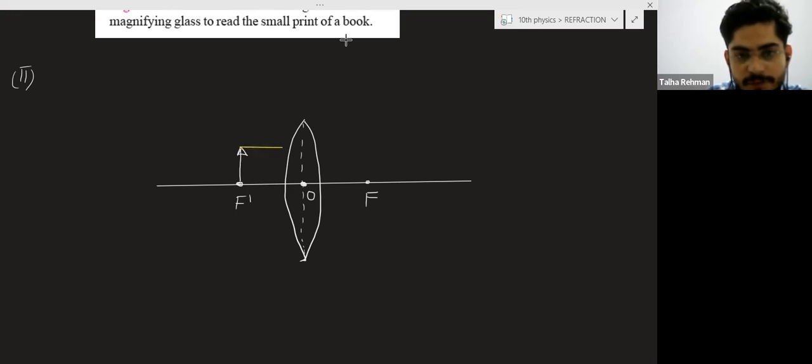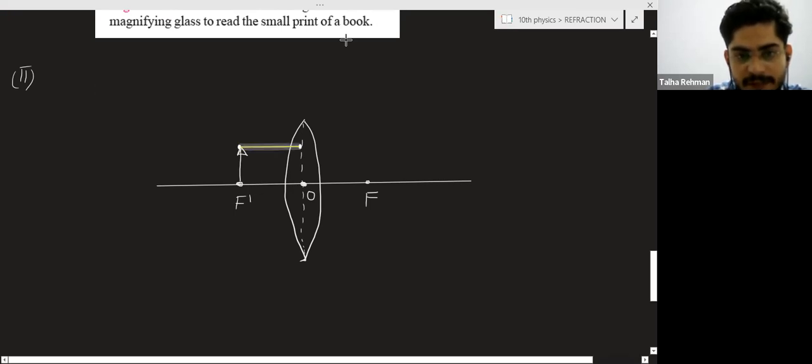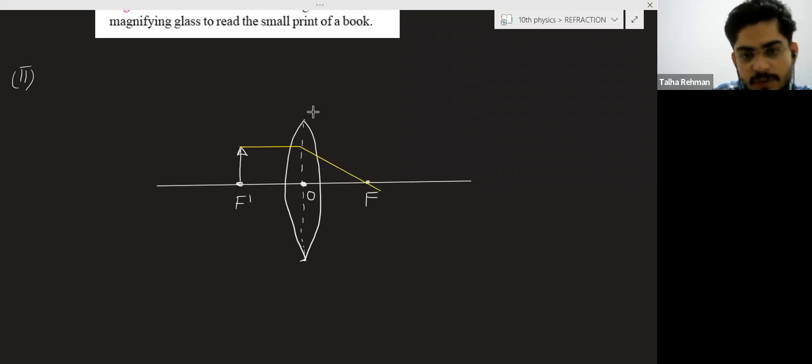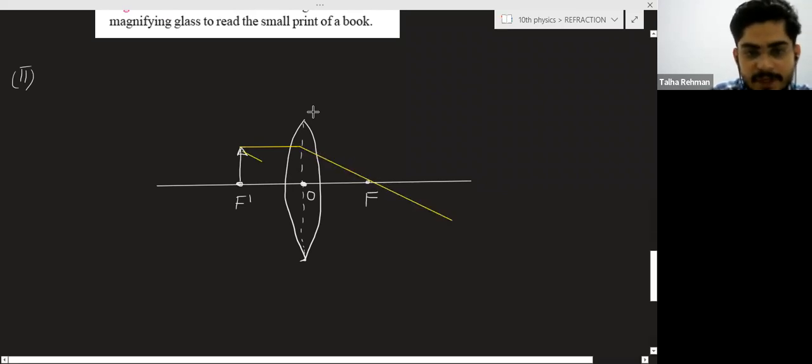So the first ray from this object will be like this, which is parallel to this principal axis, and after refraction it will pass from the focus. Okay, and the second ray from this object will be like this.